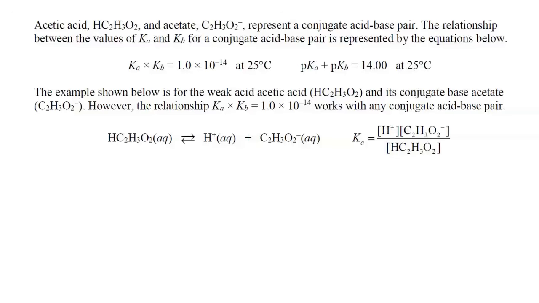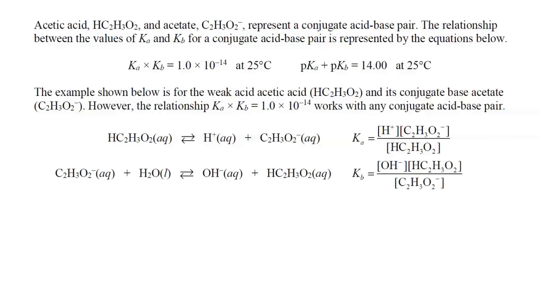So what I'm showing you is acetic acid dissociating into the ions H+ and acetate. And the Ka expression is written on the right of this equation. Now, directly underneath this equation, I'm going to write the reaction for the ionization of the acetate ion as it reacts with water to produce hydroxide and acetic acid. The Kb expression is shown on the right side of this equation.